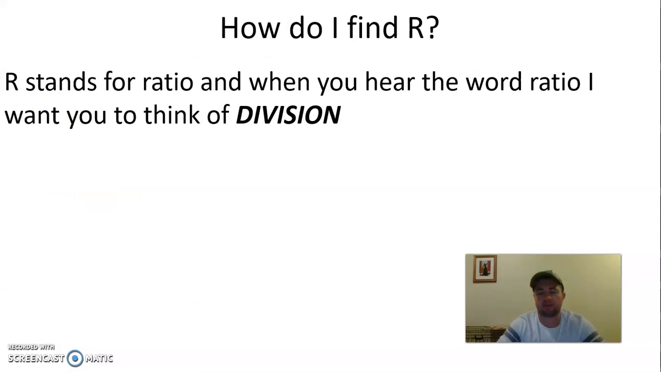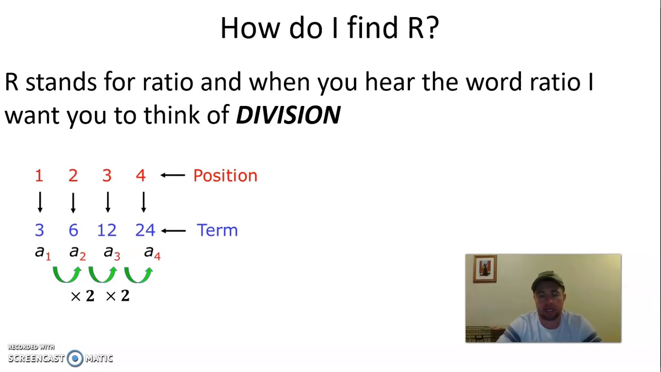But how do I find r? Like, if it's not given to us, how do we figure it out? So I told you, r stands for ratio. And when you hear the word ratio, I want you to think of division. But why division? Because weren't we just multiplying? Yes, division. Here's why. We looked at this sequence on the page before. So we had a sub 1, a sub 2, a sub 3, a sub 4. A sub 1 is 3, a sub 2 is 6, a sub 3 is 12, a sub 4 is 24. And we said that each and every single time it was being multiplied by 2.